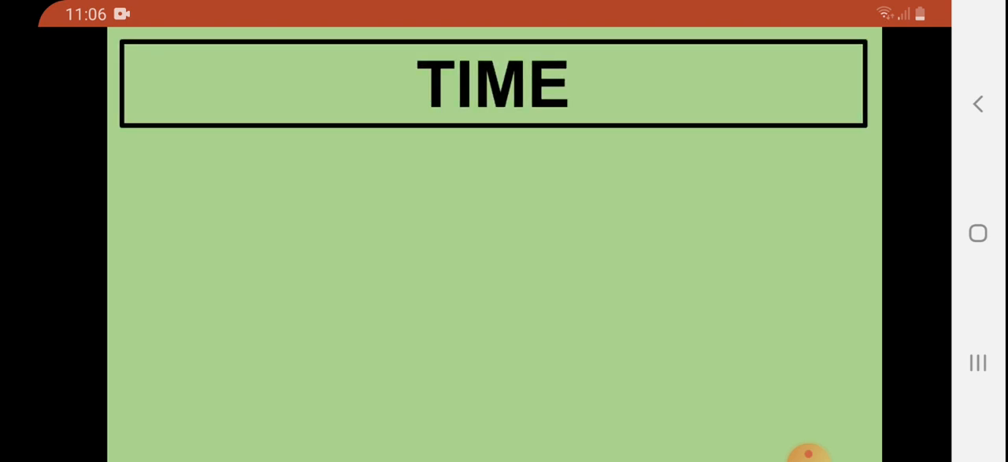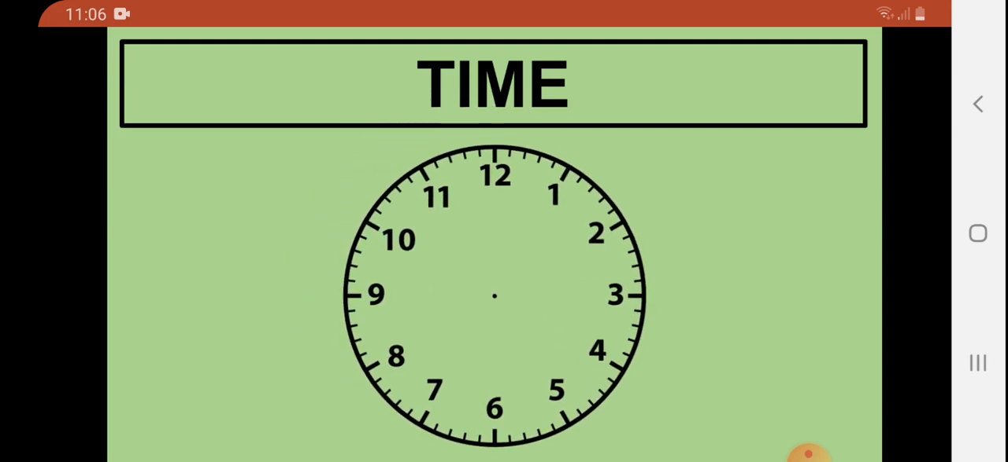Today's topic is time. Okay, this is the clock face. The number range is from 1 till 12. This is what we call a clock face, and every clock comes with at least two hands. Later on we'll also discuss the names of these hands.